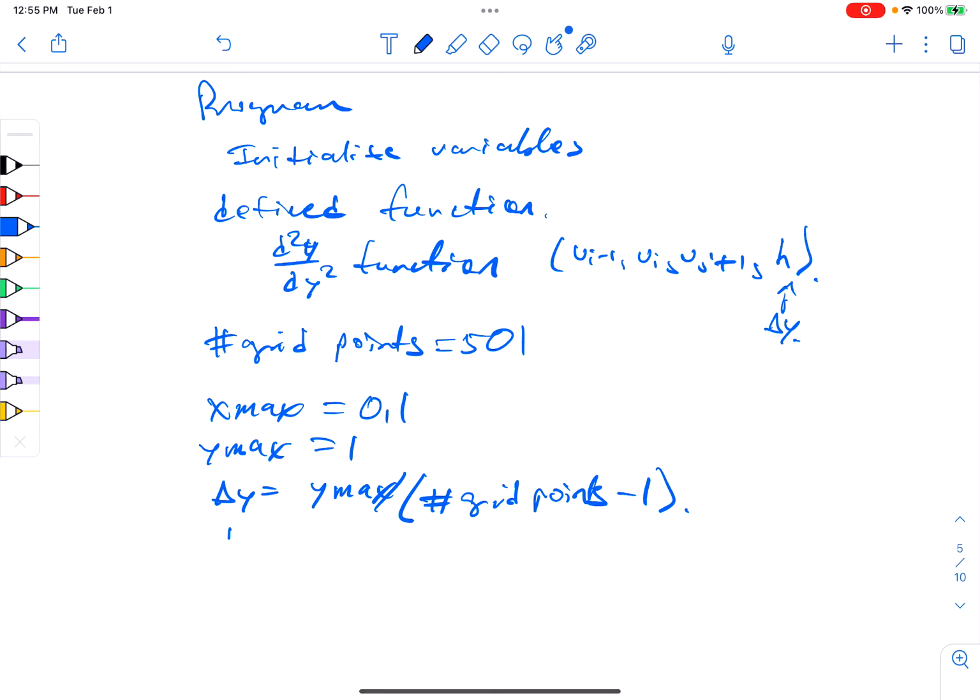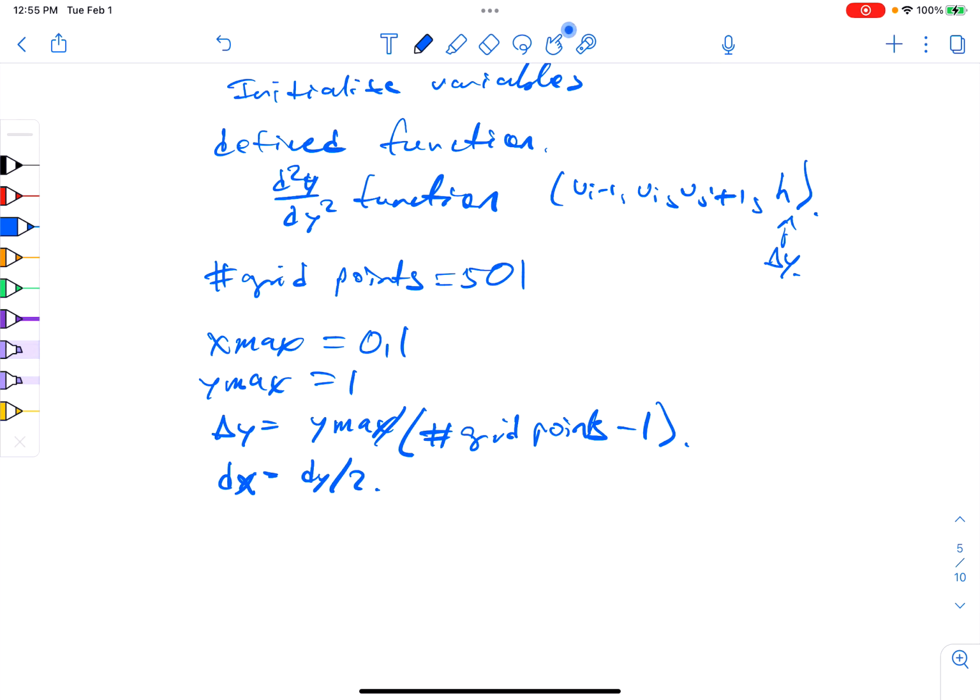And I set dx equals dy over 2. Stability. So you don't have to do any stability testing with Crank-Nicolson, as I kind of gave you a little hint there. Dx I just set to dy over 2. So I calculated my dy spacing, and let dx be dy over 2. Okay, those are important things that I want to note.